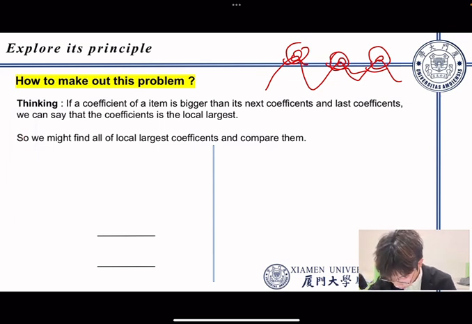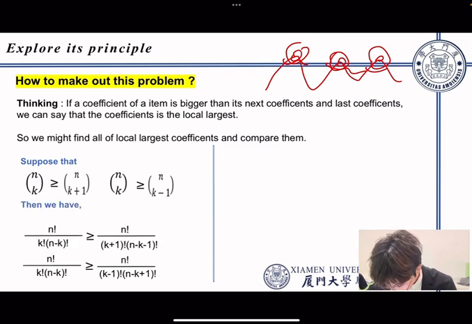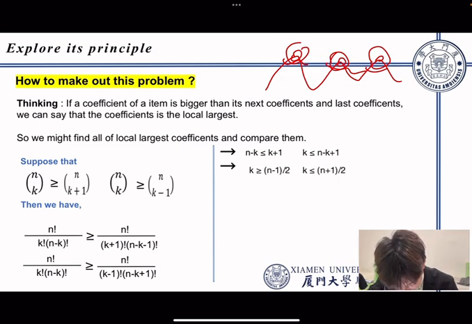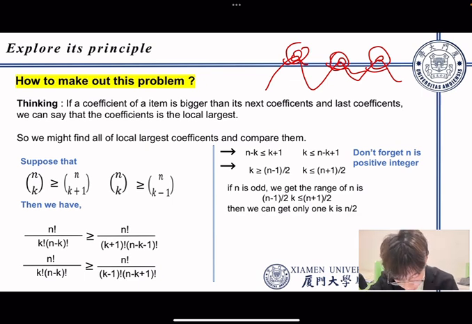So suppose like this, and then we can have two formulas. Calculate them. We get the range of k. Here is the range of k. Now, don't forget n is a positive integer. So, if n is odd, we get the range of n like this. Then we can get only one k. It's n over 2.